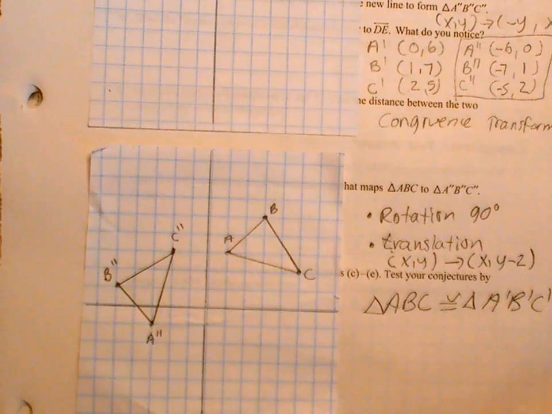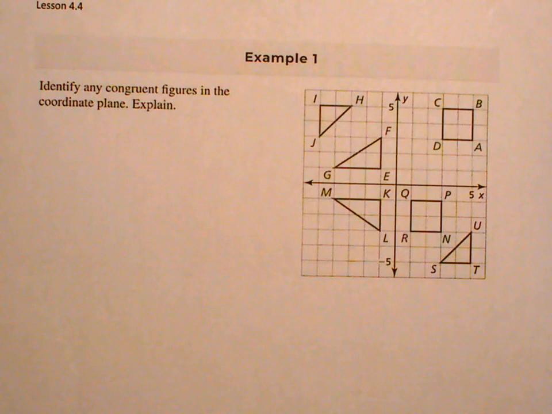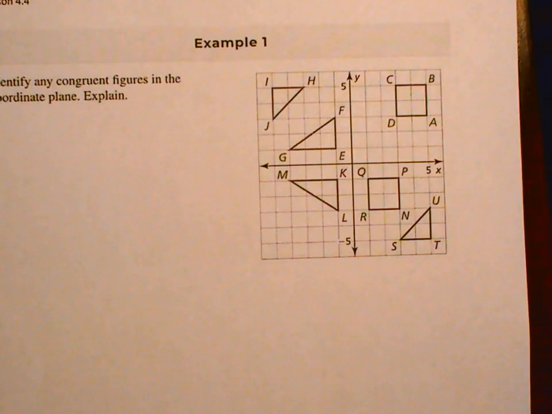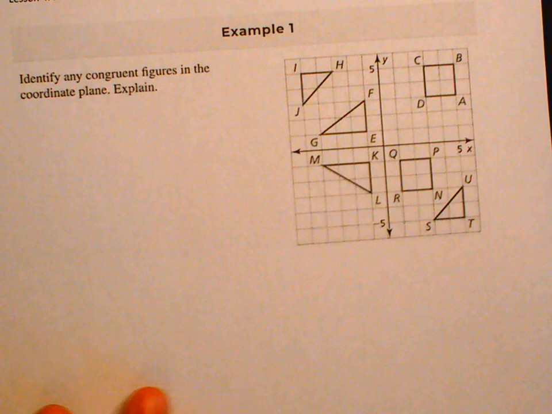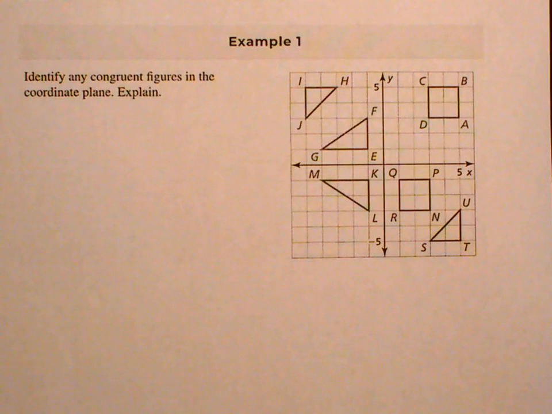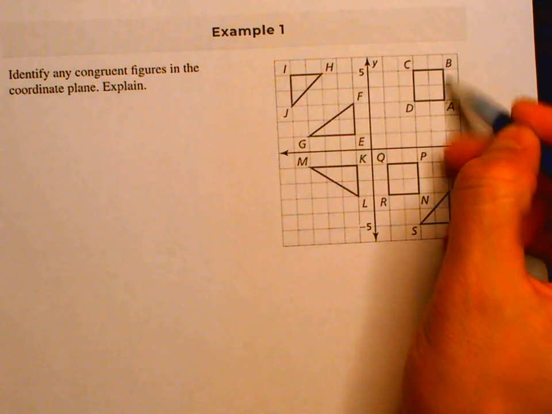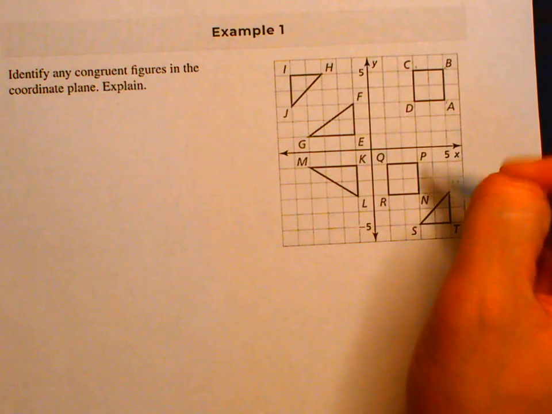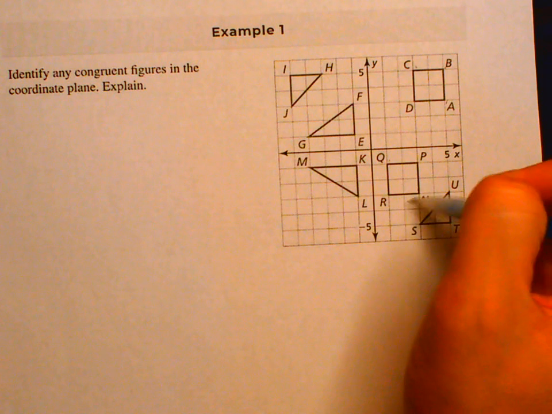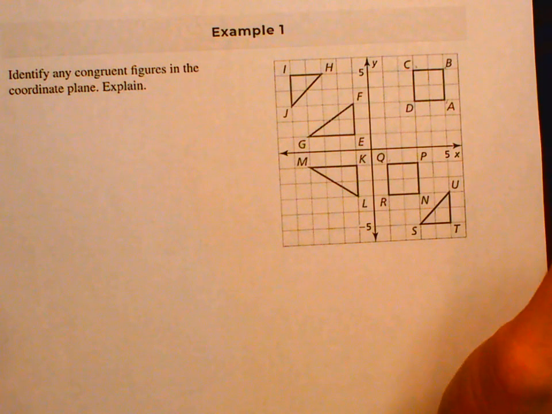Example 1. Identify any congruent figures in the coordinate plane. So take a look at it. Okay, so we can see that there are some figures that are exactly the same. We're going to go alphabetically. A, B, C, D, N, P, Q, R. Okay, so as you can see, the order of the letters is consistent with the alphabet.